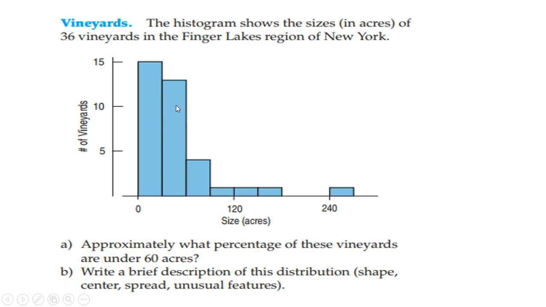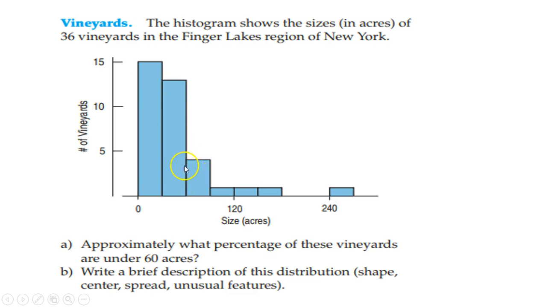Take a look at this one. The histogram shows the sizes of 36 vineyards in the Finger Lakes. Approximately what percentage of these vineyards are under 60 acres? So that's the number of vineyards, and this is the size in acres. Under 60 acres, if we were to chop this up, it looks like it's 1, 2, 3, that looks like it's 4, there's 5. So if I was to say under 60, that's 15, and maybe 13. So that's 28.